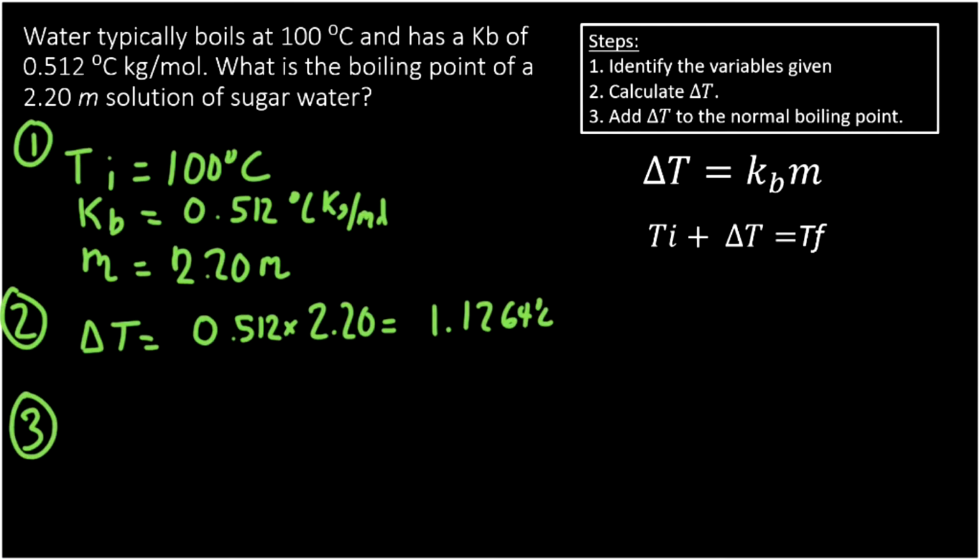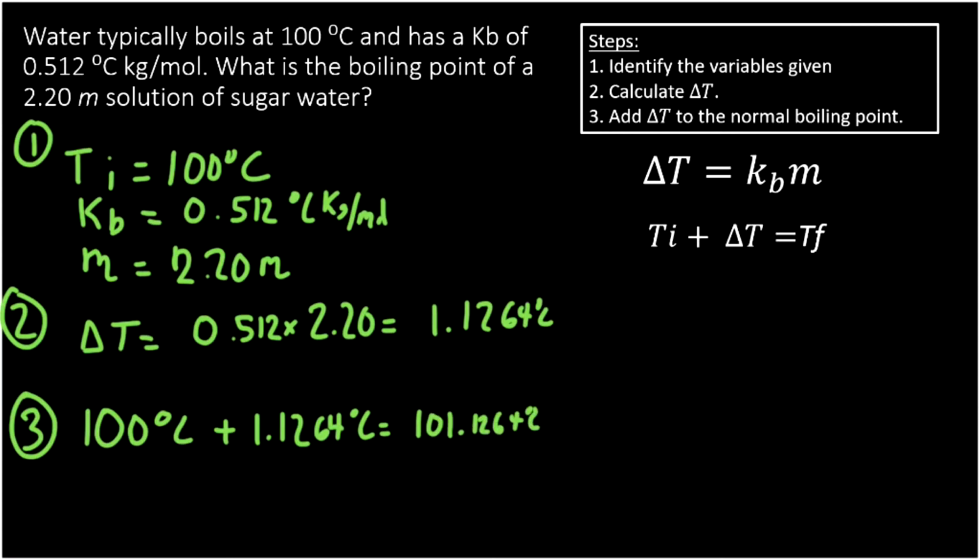And in step 3, we're going to calculate that new boiling point by taking our original boiling point of 100 degrees Celsius and then adding, because we're elevating the boiling point, 1.1264 degrees. And when I add those two together, I'm going to get 101.1264 degrees Celsius.